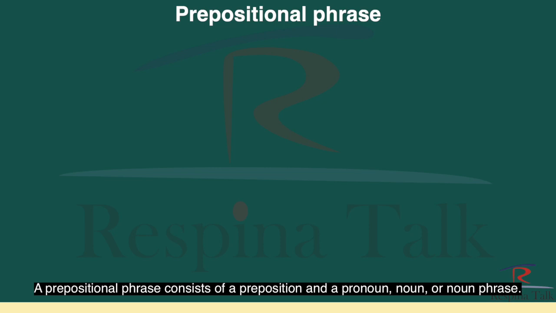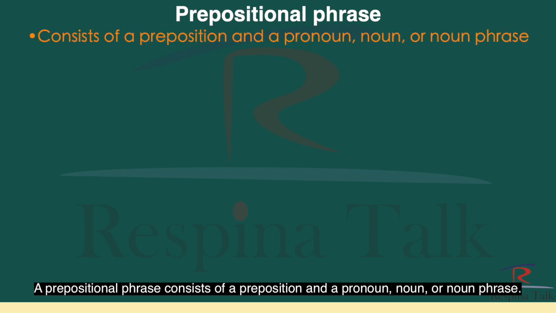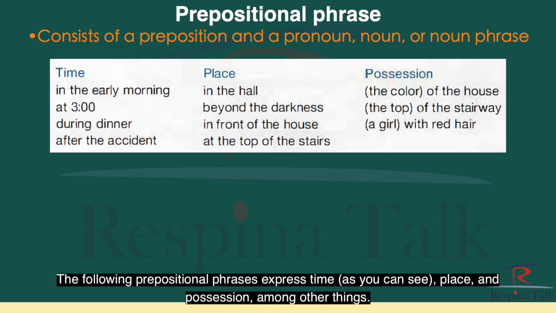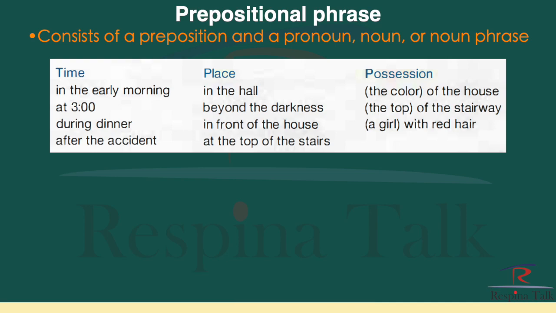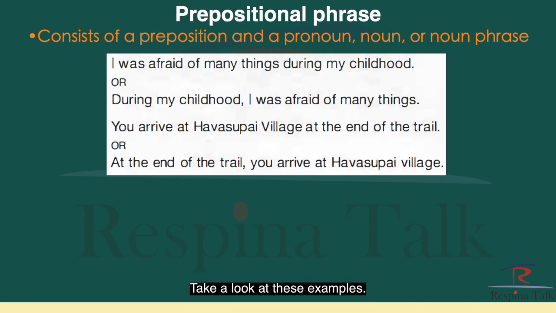Now, a prepositional phrase consists of a preposition and a pronoun, noun, or noun phrase. The following prepositional phrases express time, as you can see, place, and possession, among other things. Take a look at these examples.